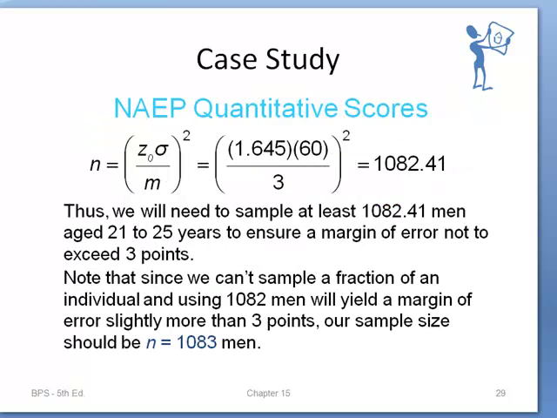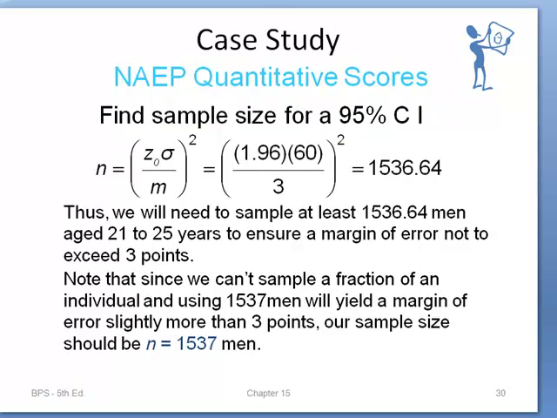So what you would do in your formula for your critical value, remember for a 90% confidence interval, our critical value is 1.645. We're going to take that number, multiply it by the population standard deviation, and divide it by that margin of error we're asked to be within. We take that, we square that quantity, we get 1082.41. But remember, we can't have 1082.41 in our sample, so we go to the next greatest integer. So the sample size would be 1,083 men, which would ensure that we would have a 90% confidence interval with a margin of error no more than 3 points.